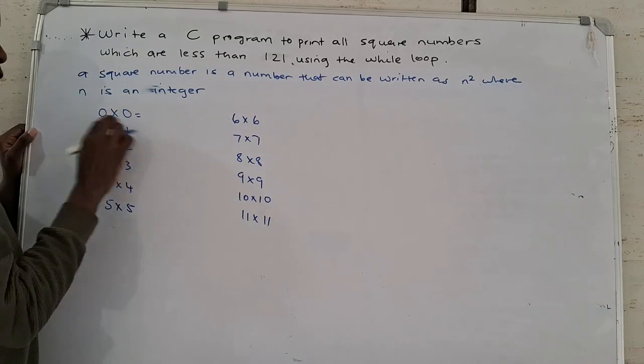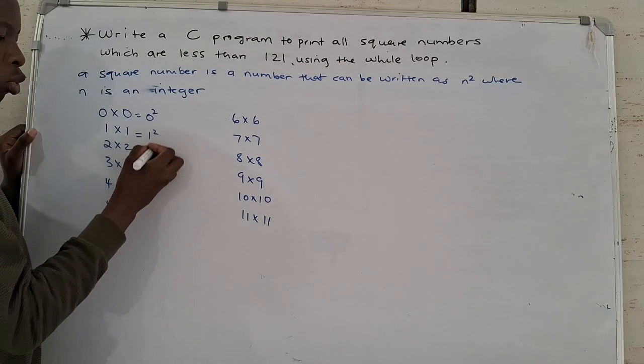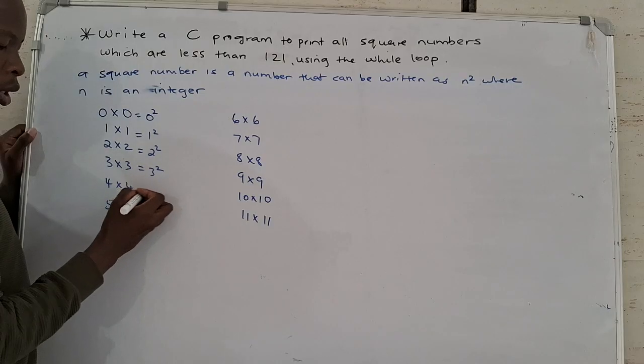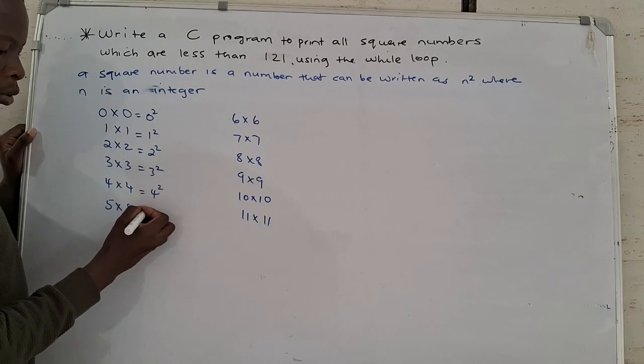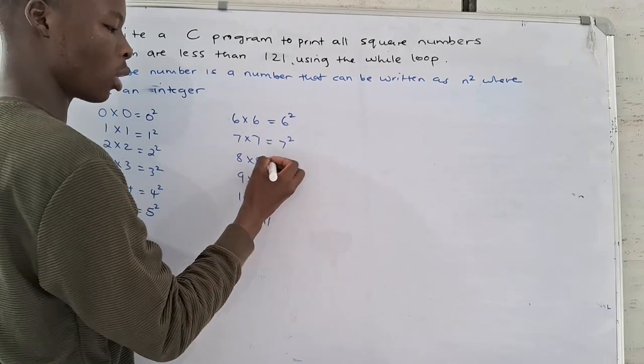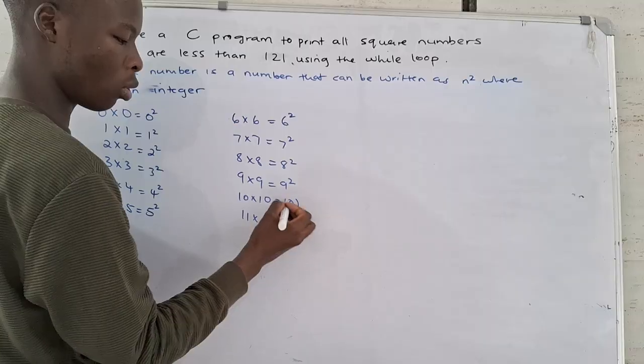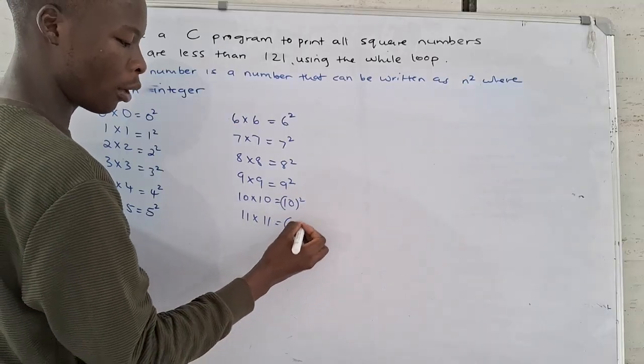This is nothing but 0 squared. This is 1 squared. This is 2 squared. This is 3 squared. This is 4 to the power 2. This is 5 squared. This is 6 squared. This is 7 squared. This is 8 squared. This is 9 squared. This is 10 squared. This is 11 squared.